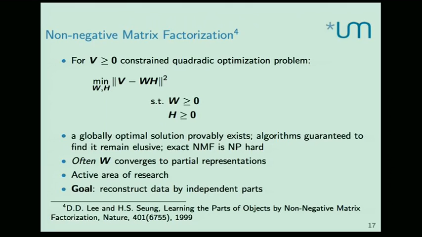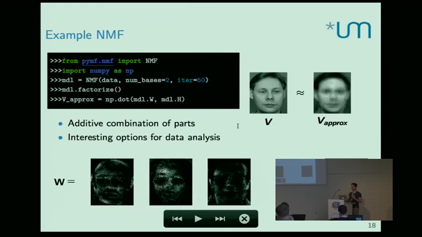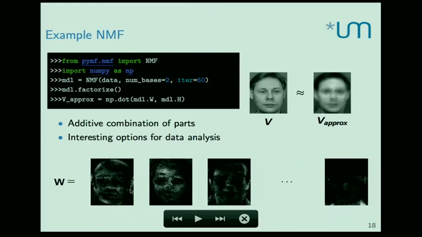So now you can reconstruct your data by summing up different parts of your basis vectors. So let's have a look how it looks for the facial images here. Is that sort of visible?